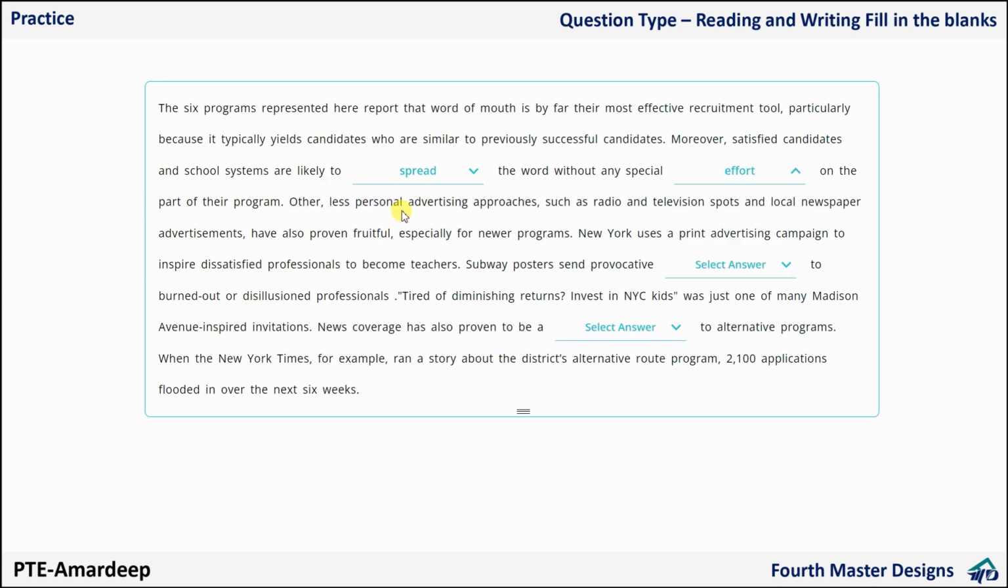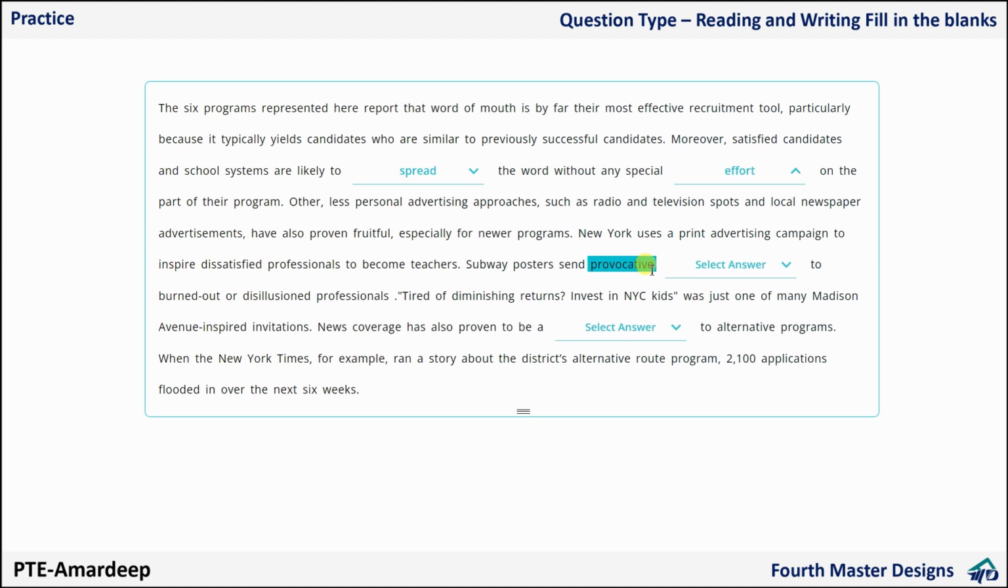Then, other less personal advertising approaches such as radio and television spots and local newspaper advertisements have also proven fruitful, especially for newer programs. New York uses a print advertising campaign to inspire dissatisfied professionals to become teachers. Subway posters send provocative dash to burned out or disillusioned professionals.